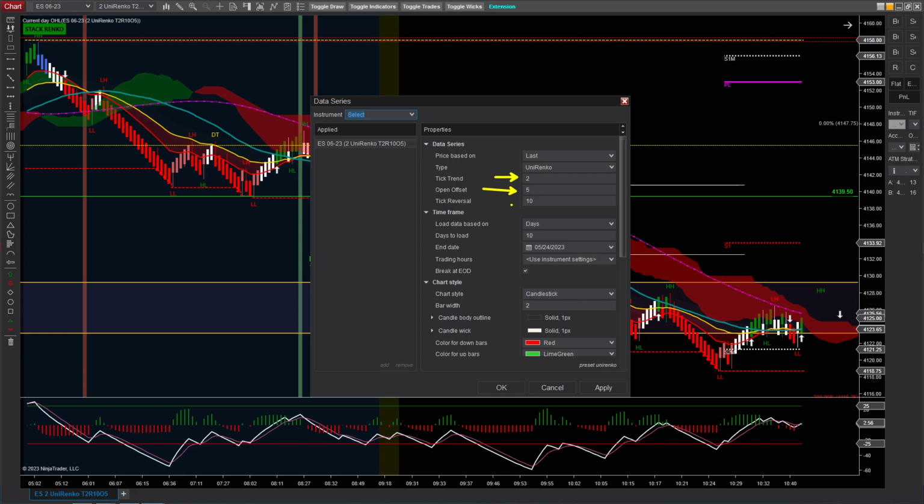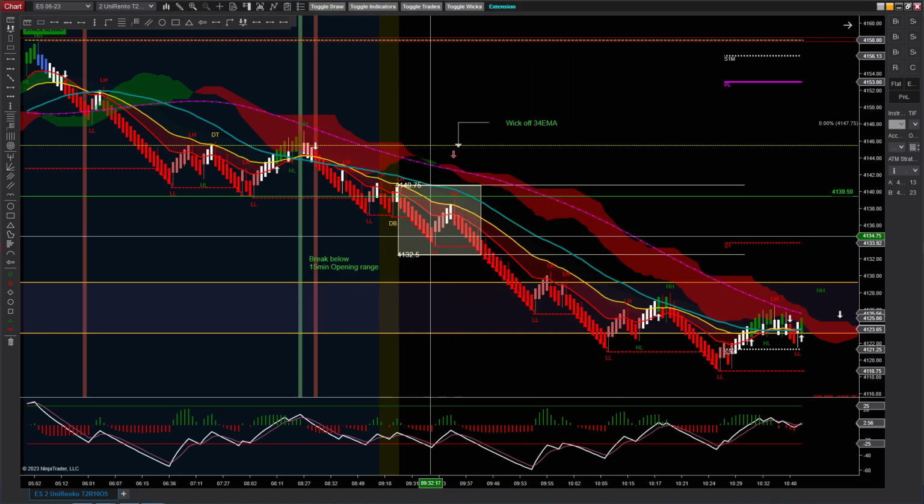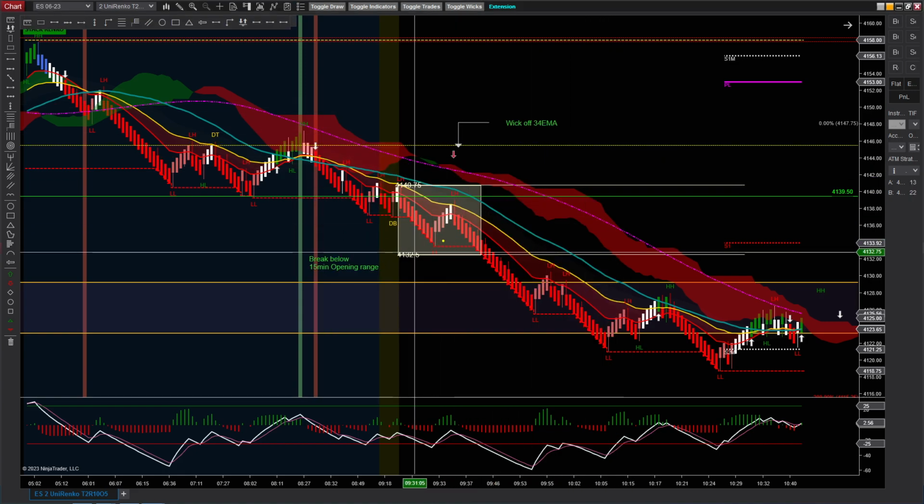5 is the open offset, and 10 is the tick reversal. So for the reversal, I gave 12 ticks, so $120 per contract. Okay, so that is what I'm risking per contract on this one. Okay, so market came back up.